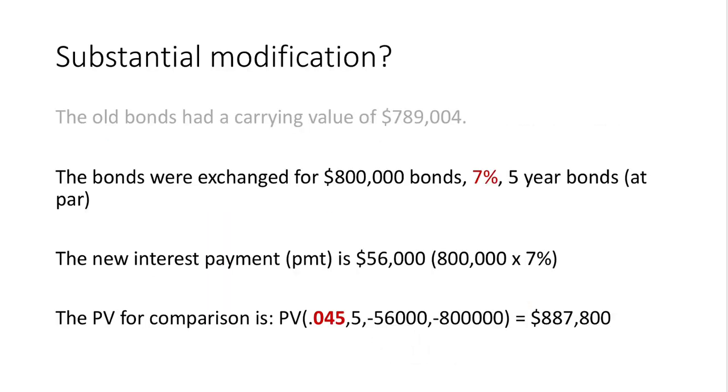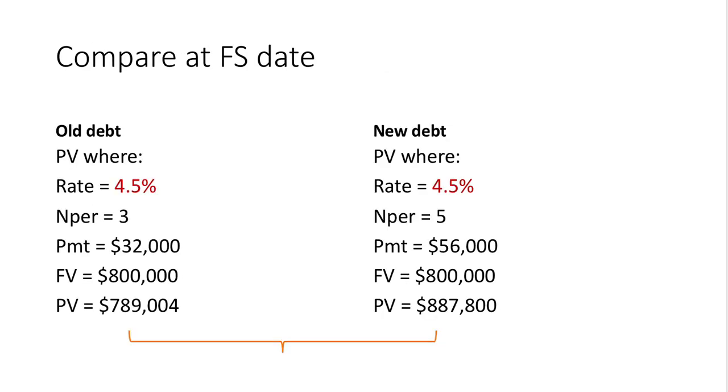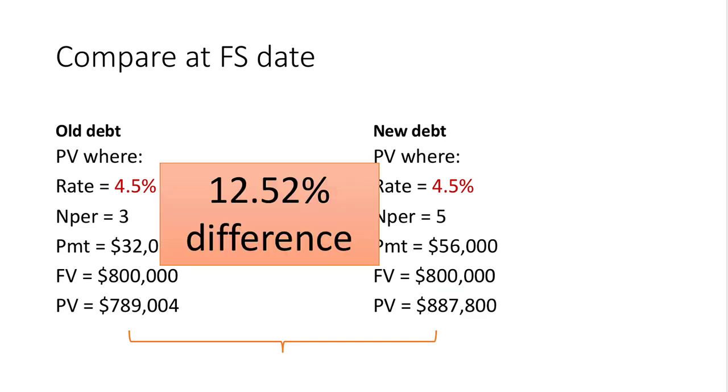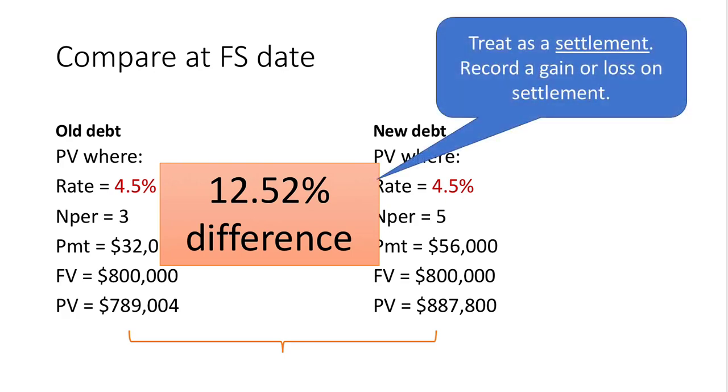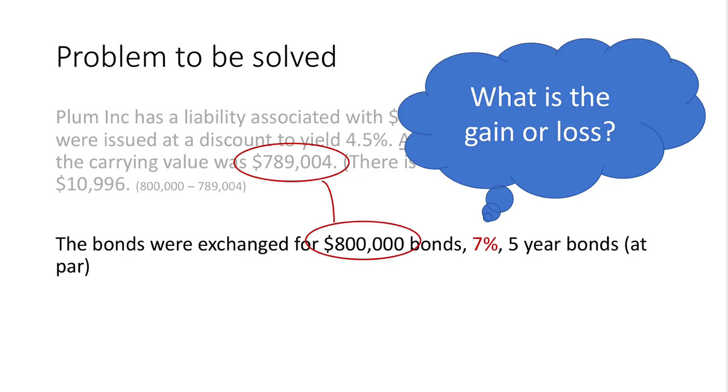So is there? We now do the same kind of calculation. We do the present value, but we use the new interest payments because there's 7%. And we see that the new present value, using the old effective interest rate, is $887,800. Do a side-by-side comparison of these two numbers, and we can see there's a 12.52% difference. And so now we've got a substantial modification, and we'll treat it as a settlement. And we'll record a gain or loss on settlement.